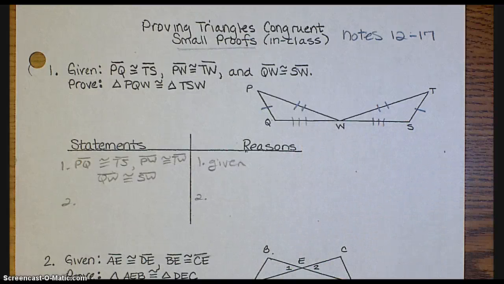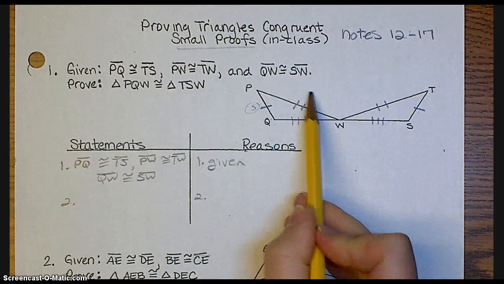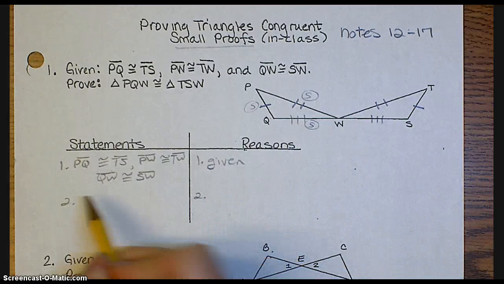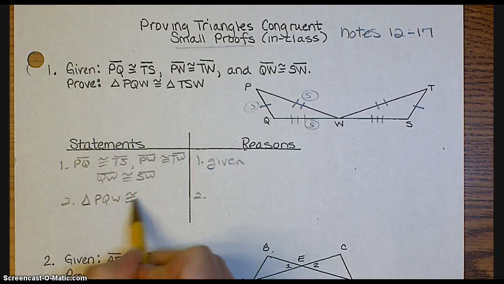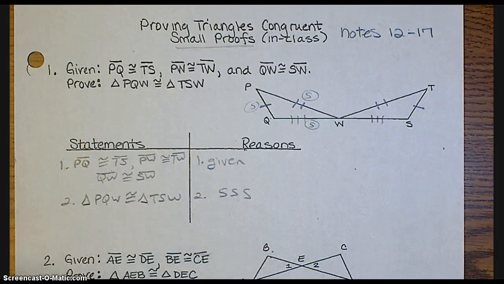And once we do that, we can see that 3 sets of corresponding sides are congruent. So that means we have SSS. So therefore we know that our triangle PQW is congruent to triangle TSW by SSS.